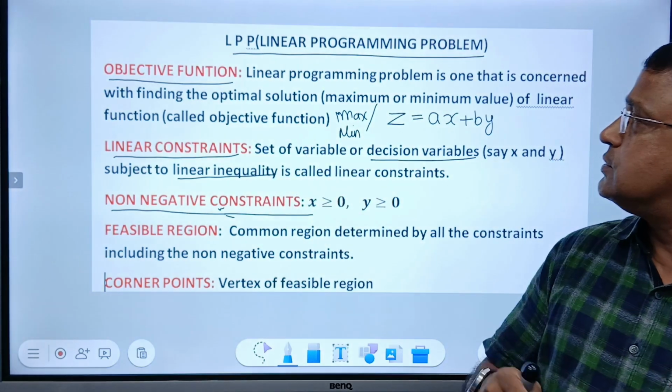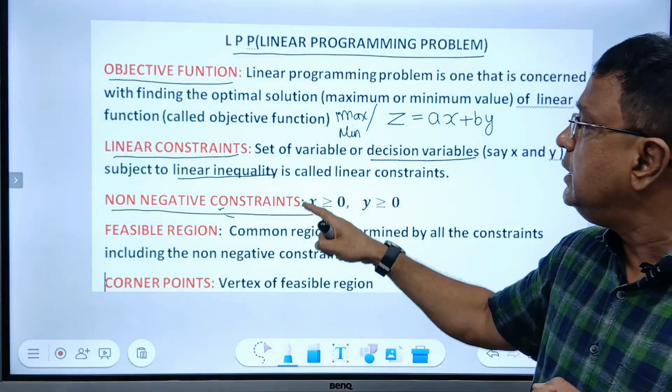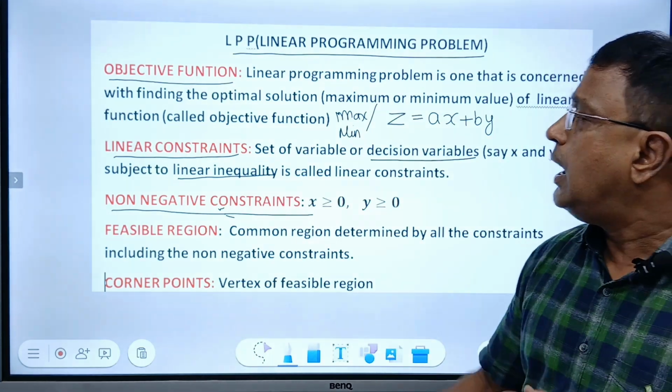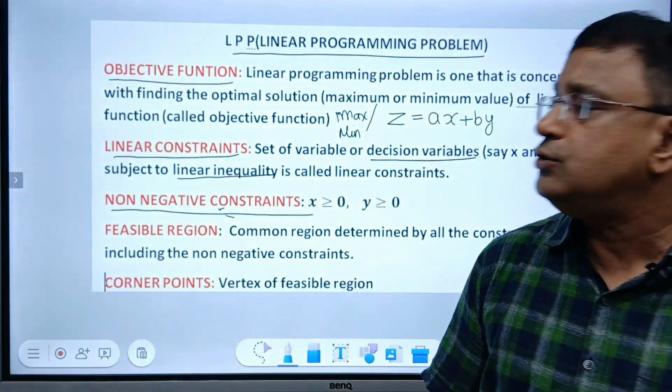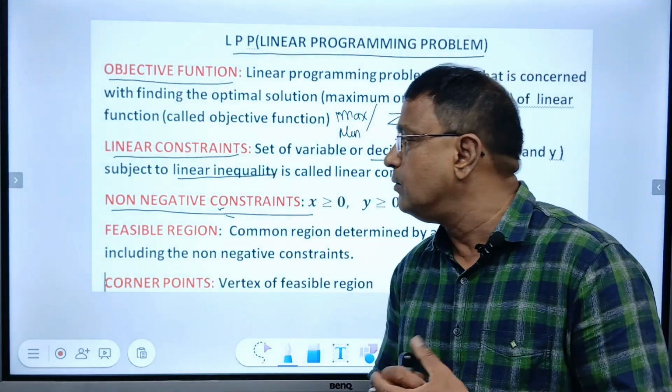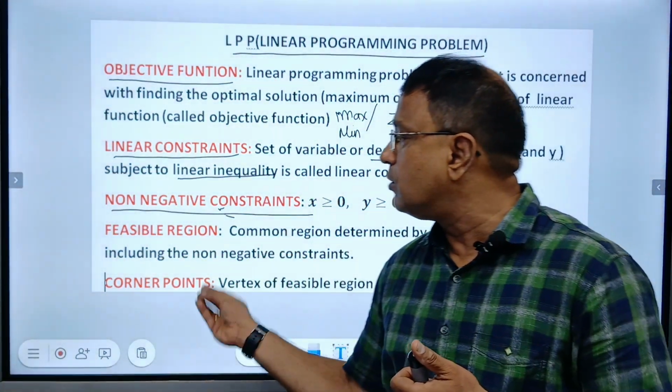And linear constraint, I told you there are different types of constraint. It is given by a linear inequality. And non-negative constraint is either you can have x greater than or equal to 0, and you should have y greater than or equal to 0. And there are certain terms like feasible region and corner points.